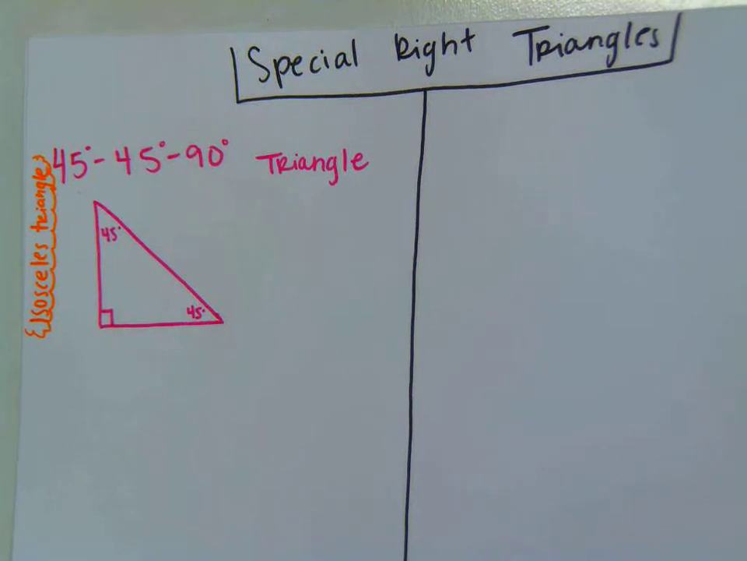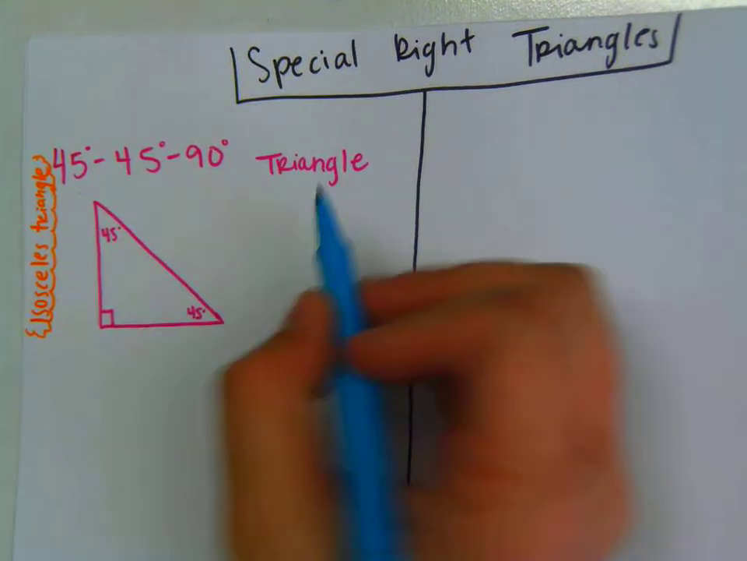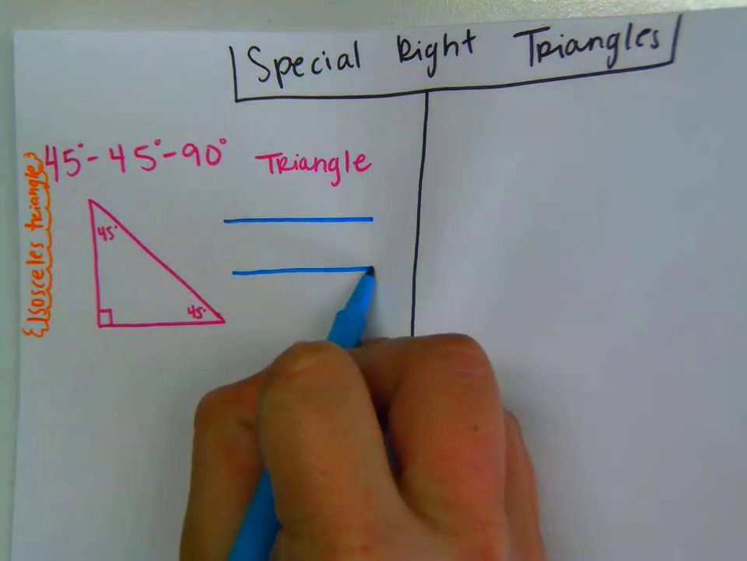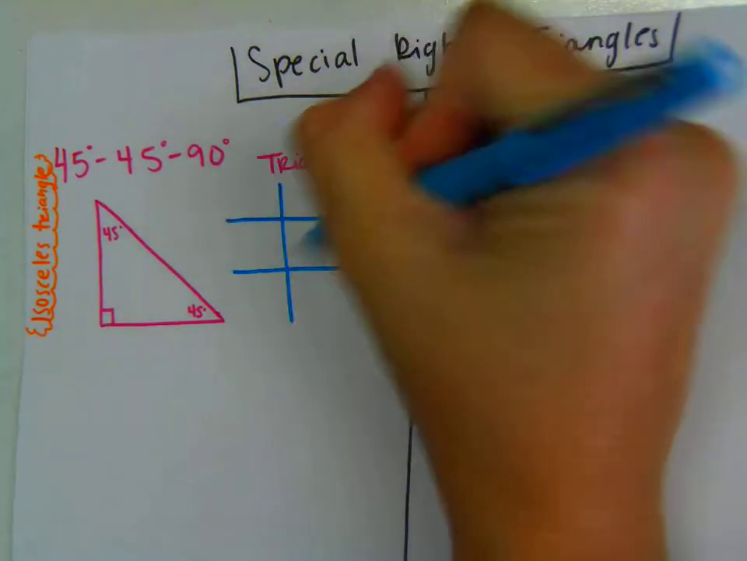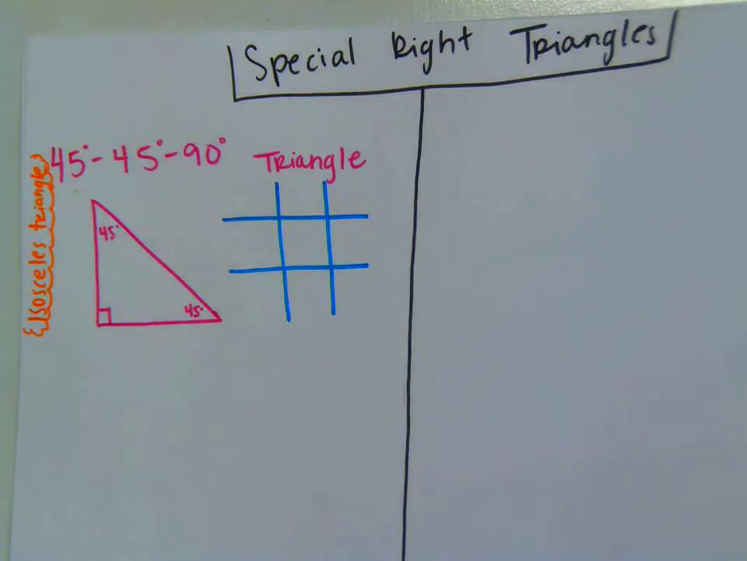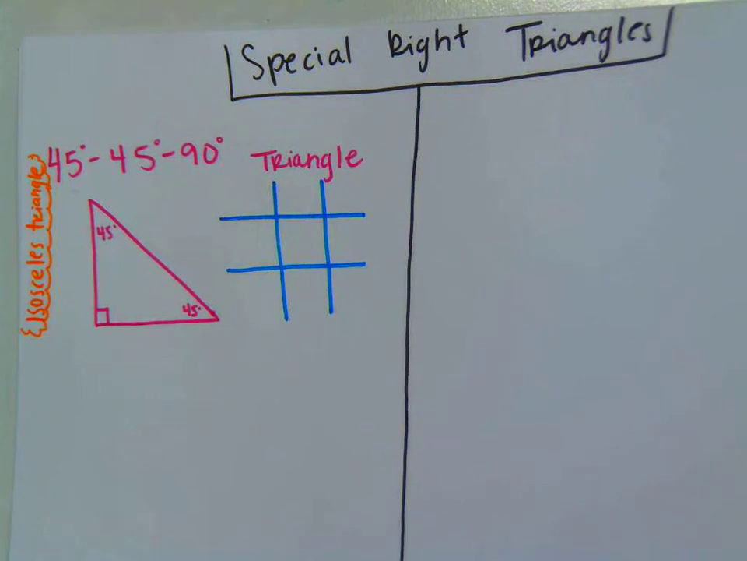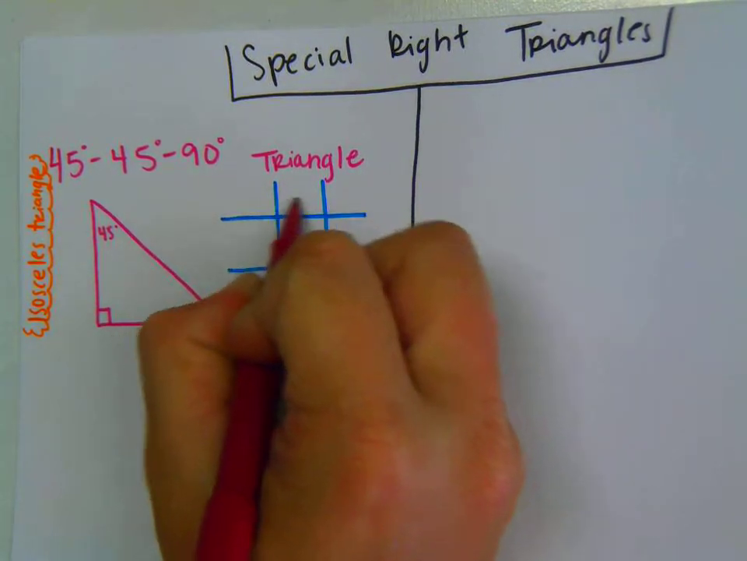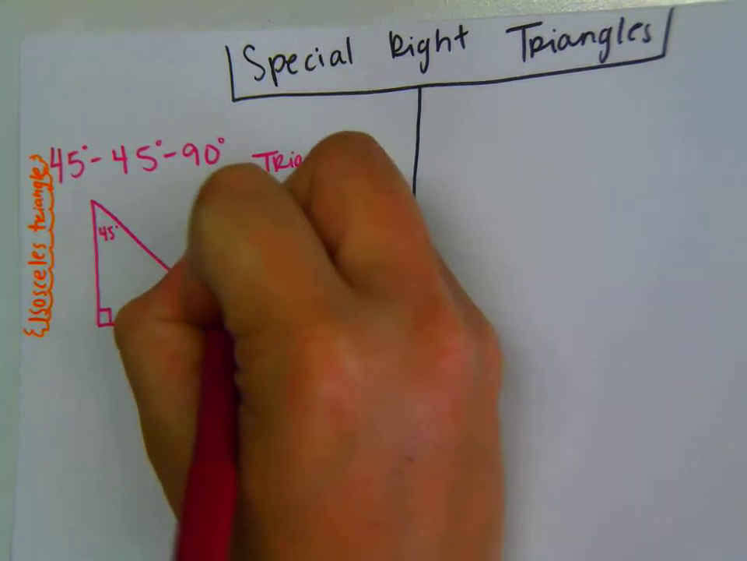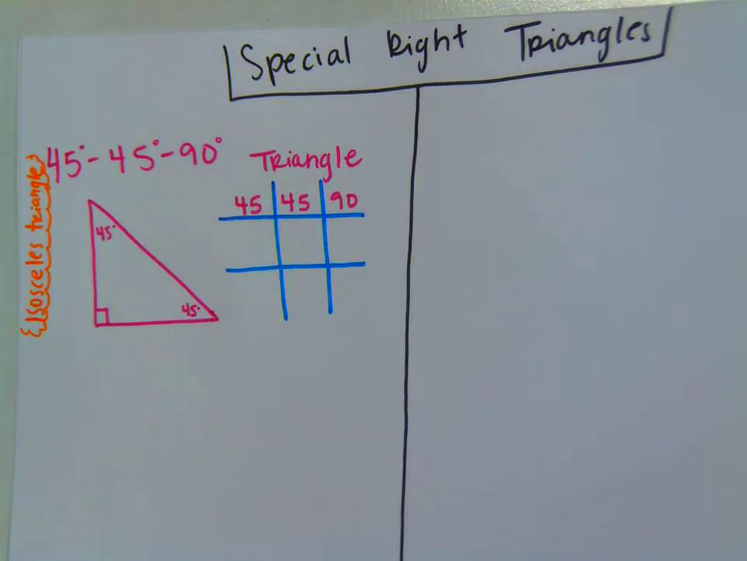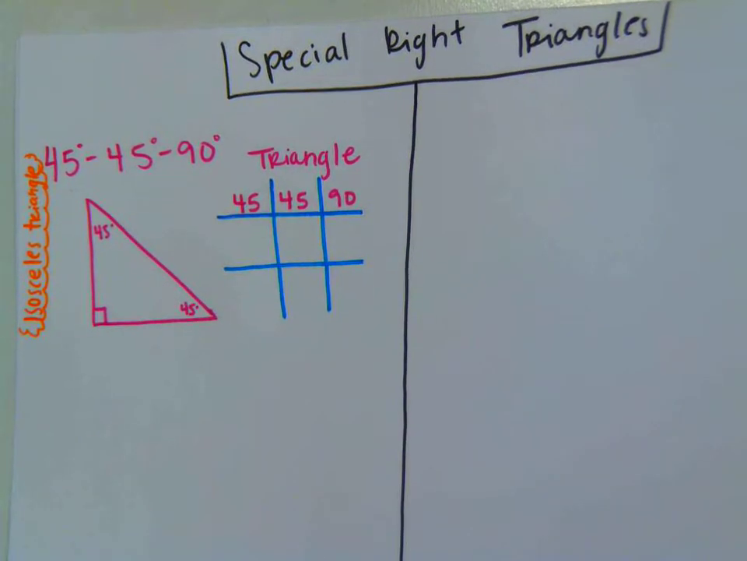So the way I teach this is I draw a tic-tac-toe board. A lot of teachers teach it differently. This is just one way of learning it. Up top here, I'm going to put the degree measures. So I have 45, 45, 90. That never changes for this type of special right triangle, I should say. It's going to be 45, 45, 90.